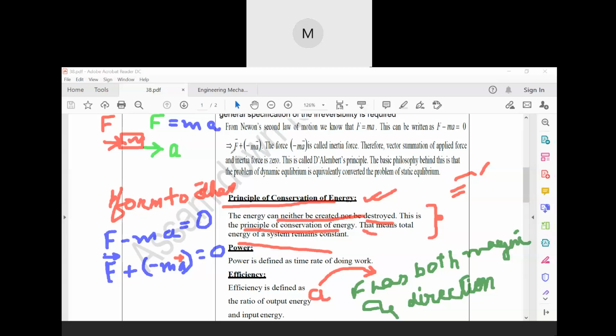So we can write in this manner or in this manner. So this minus MA is called inertial force. And the vector summation of the applied force is 0. So that means this part is 0, no?